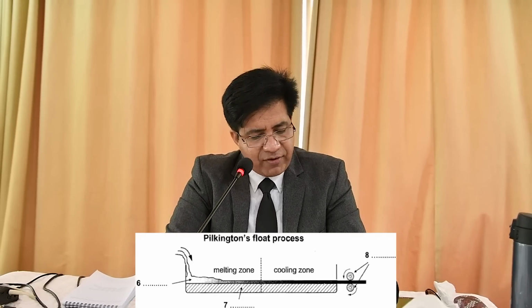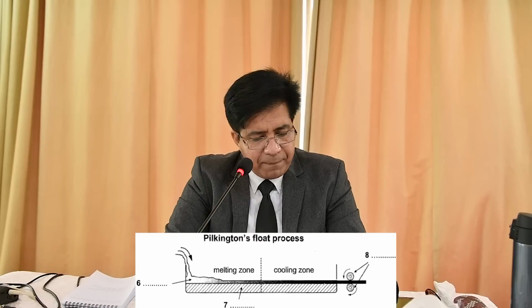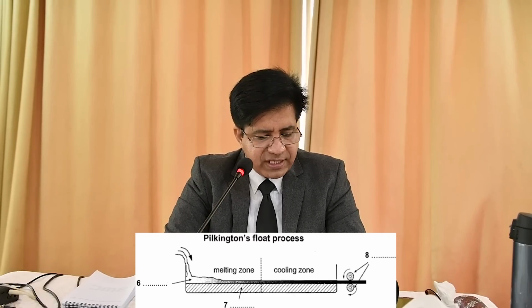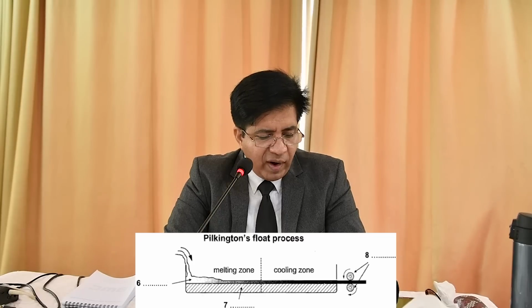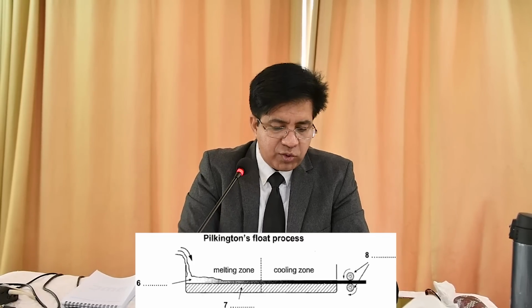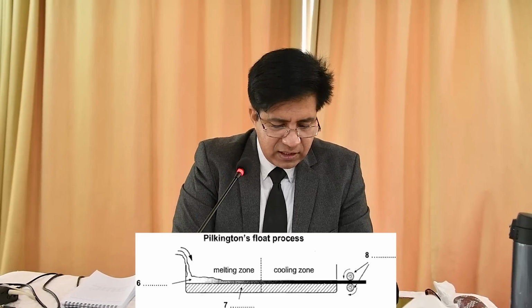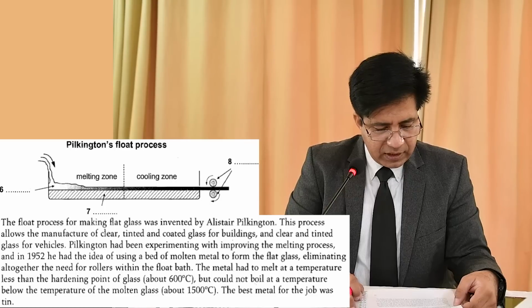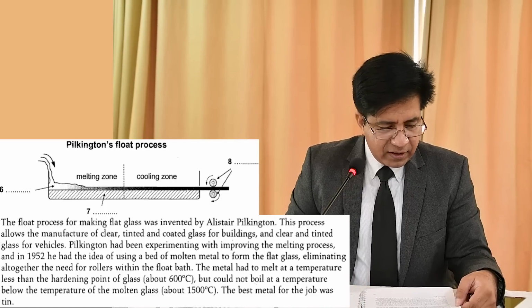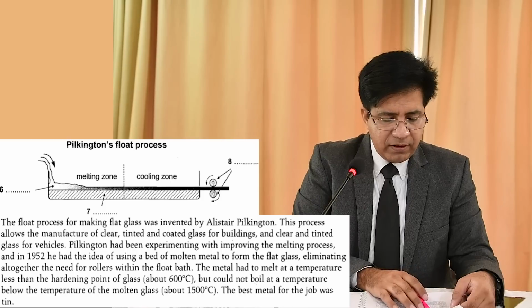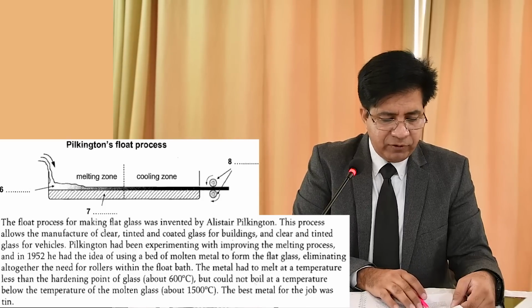Okay, next we have question number 6. It's from this diagram. They have written Pilkington float process. And question number 6, melting zone. Now what is inside the melting zone? That material is what you have to find. Pilkington's float process. Please come to the third paragraph, third line after the full stop.